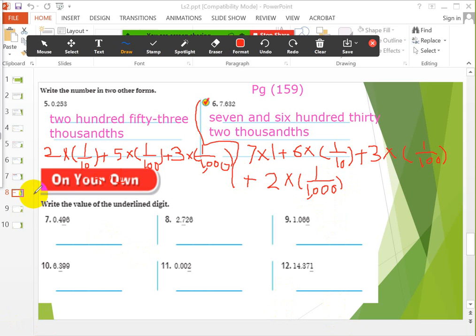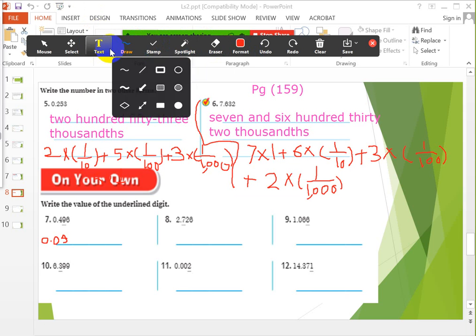Let's move to exercise number 7. So here I have the same number. I will write the value of the underlined number. The line is under the 9 in the thousandths digit. Sorry, in the hundredths digit, I'm sorry. So the value will be 0.09. Thank you, girls.